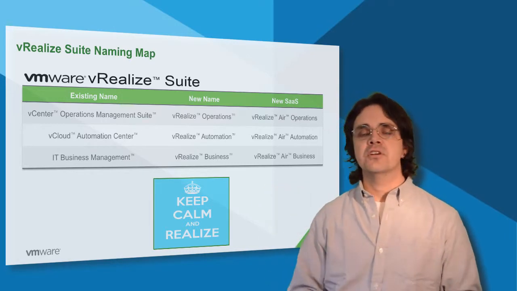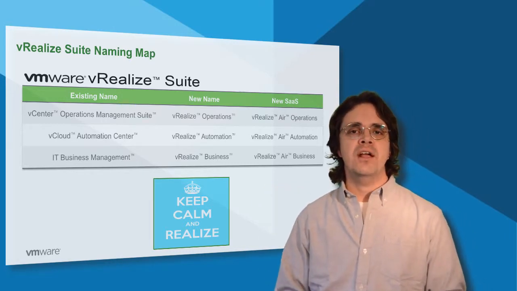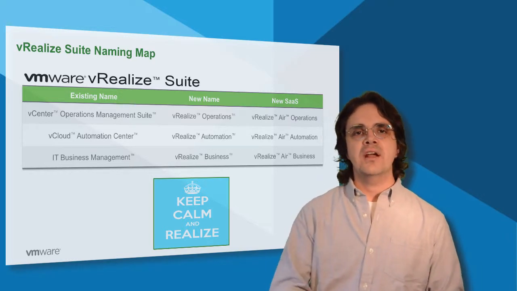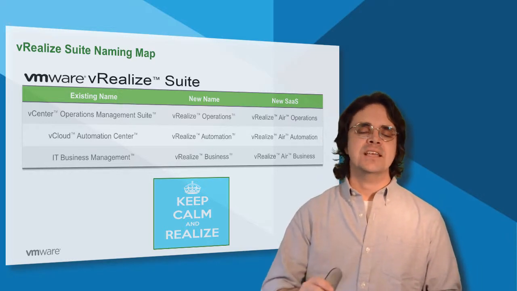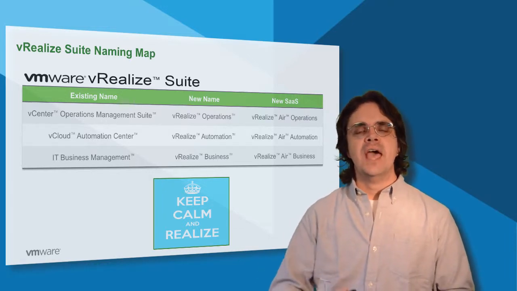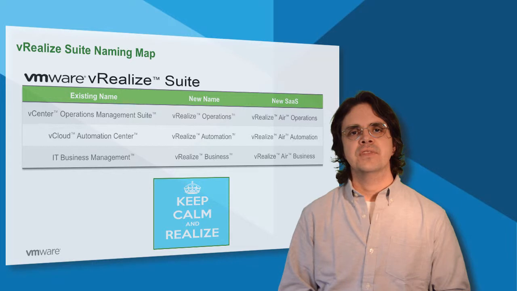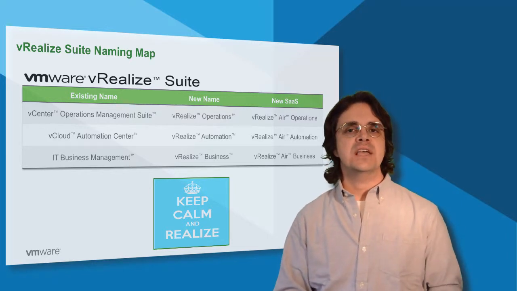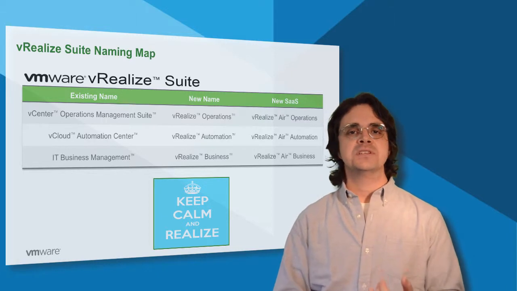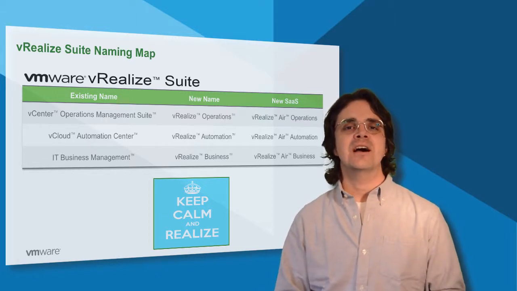Additionally, you'll see over here on the far right the inclusion of the word Air. Effectively, just remember that anytime you see the word Air, you're talking about an as-a-service offering. You're going to be seeing more about these as we progress. This includes vRealize Air Operations, vRealize Air Automation, Air Business, as well as vCloud Air.